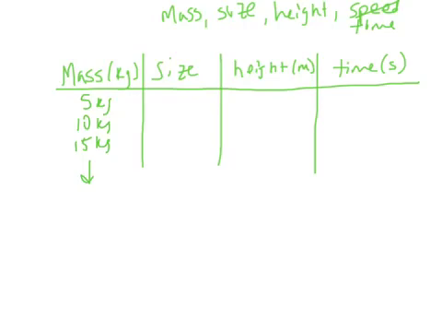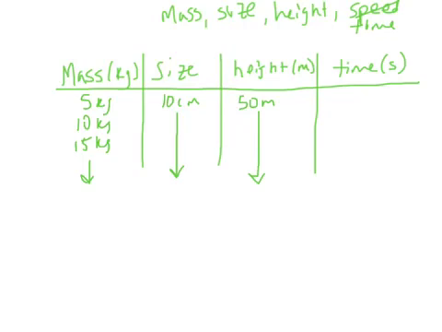The size, let's say it's 10 centimeters. This value, 10 centimeters, if it's a constant, is going to be the same all the way through the experiment. Let's say I'm dropping it from a height of 50 meters, pretty high. Again, that's constant, so I'm going to leave it the same throughout the whole thing.